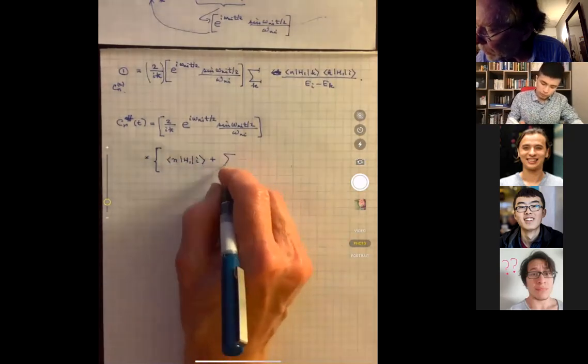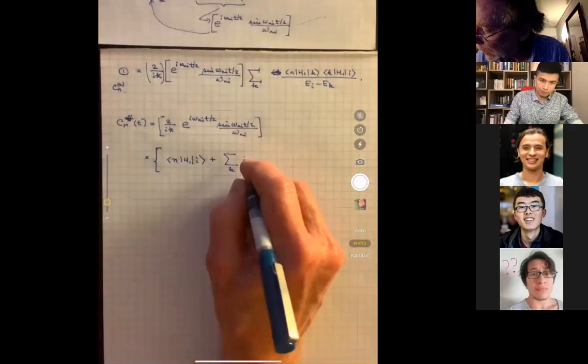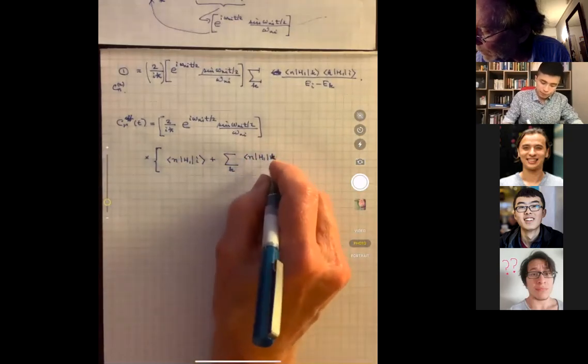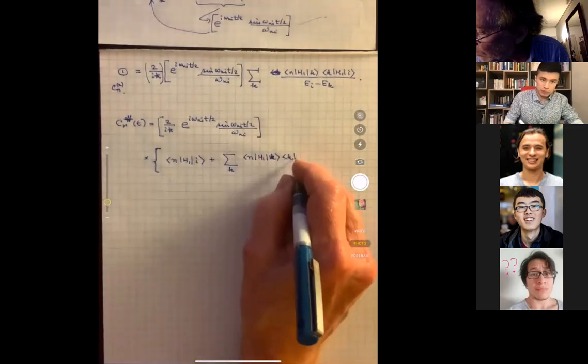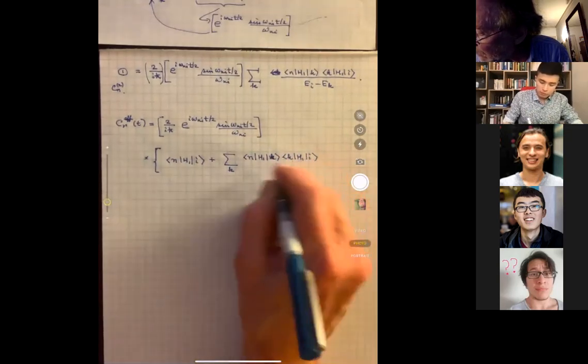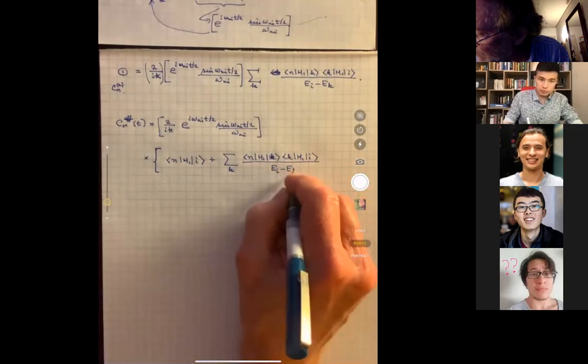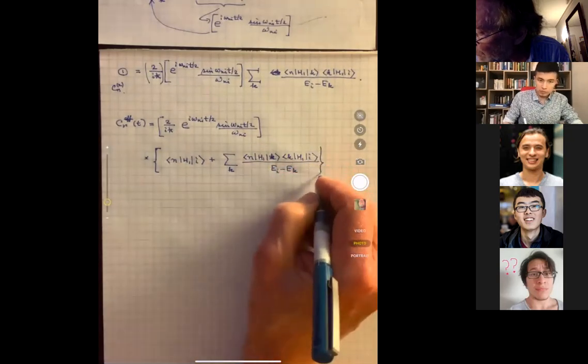And now we have another term. This is a sum on intermediate states k. It's ⟨n|H1|k⟩⟨k|H1|i⟩ divided by E_i minus E_k. Like so, okay?